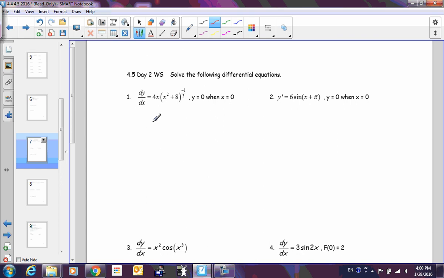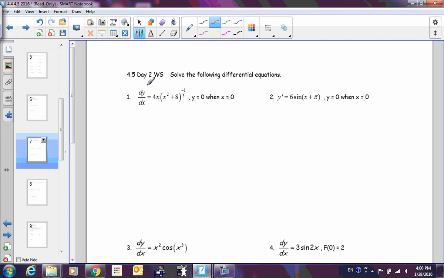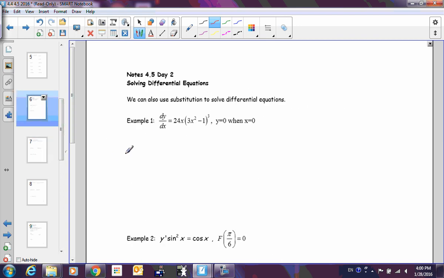Okay, so for this lesson, we are basically continuing 4.5 day 1. If you notice, it's set up a little bit differently, and then we have this information over here. And so this is the worksheet. I need to go back to the notes.